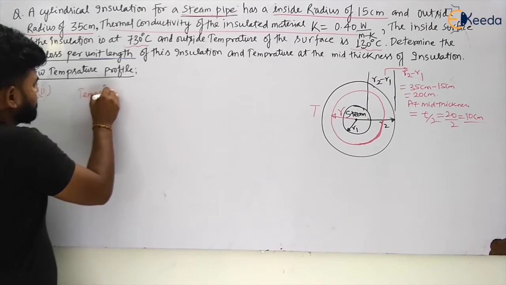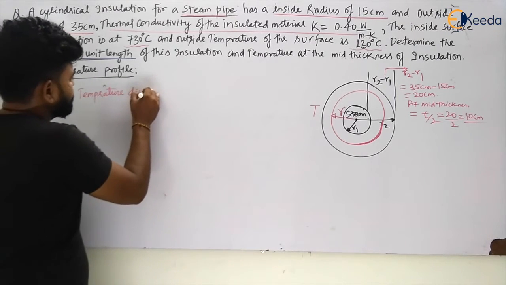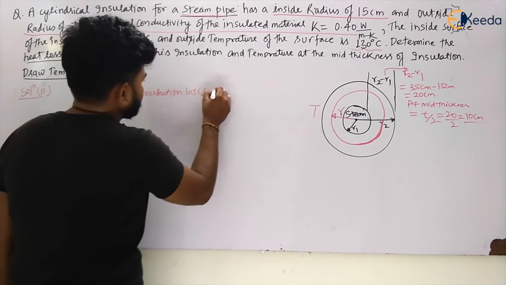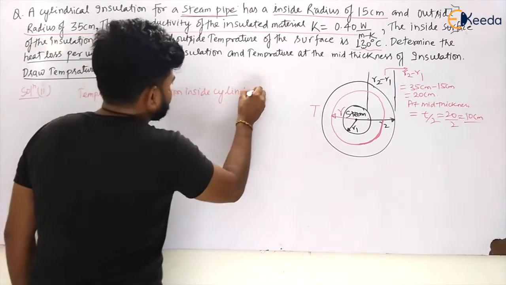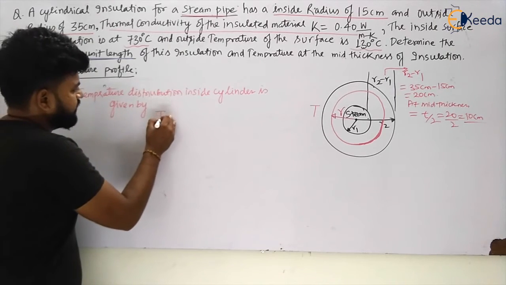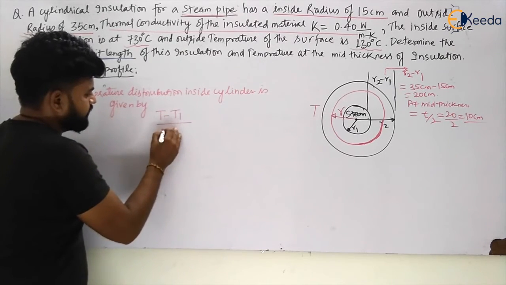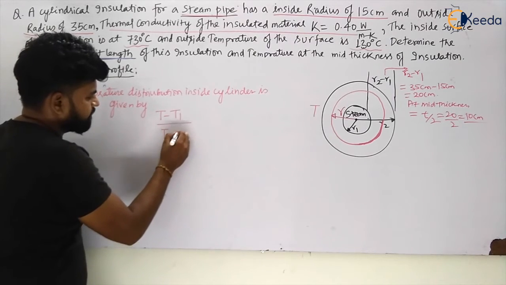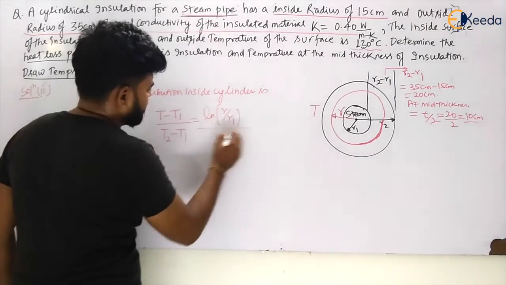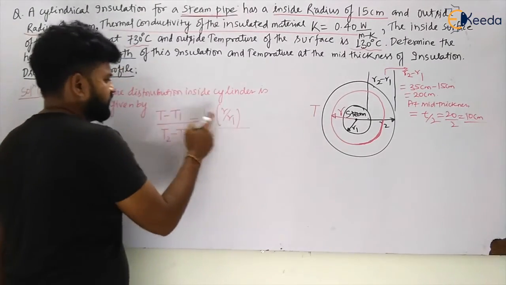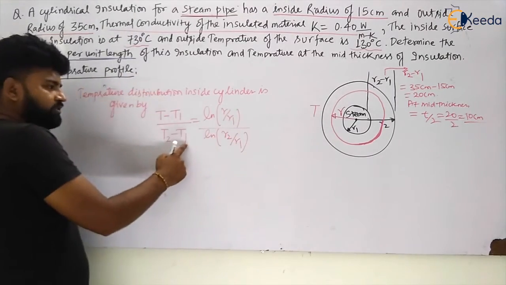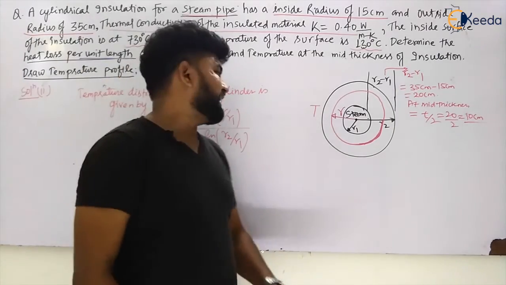Temperature distribution inside the cylinder is given by (T minus T1) divided by (T2 minus T1) is equal to ln(R/R1) divided by ln(R2/R1). It is easy to remember, T, T1, R1. Okay. So now we can have the temperature.